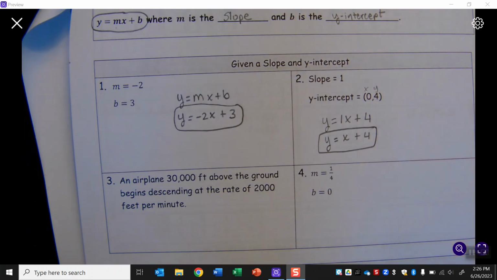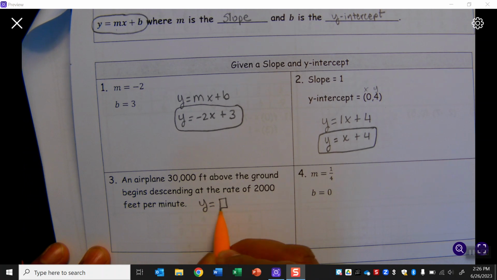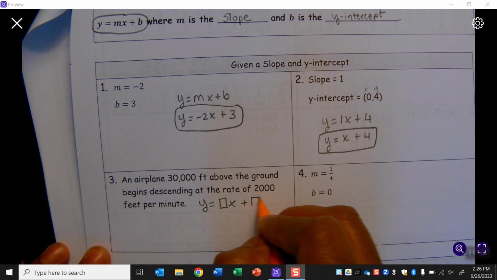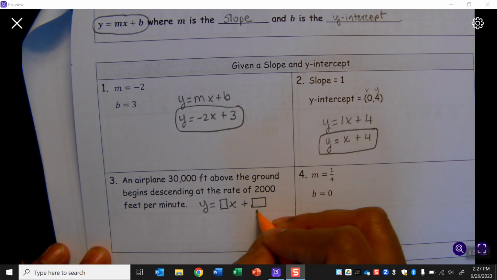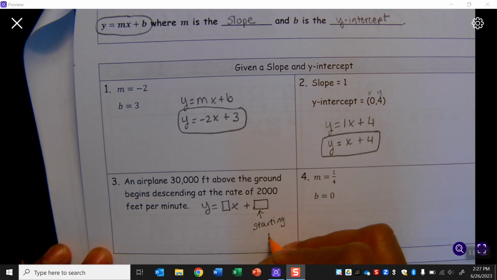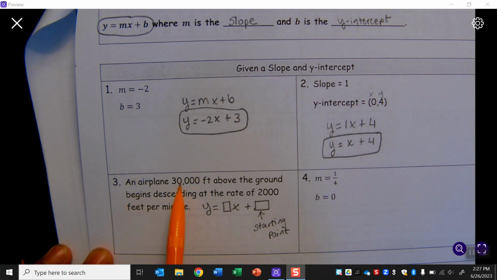Here's a word problem. So again, here, you know that you're trying to find the slope times x and then the constant. I always think of the constant as maybe the starting point, okay? This is the starting point. So then what is this? So they have two numbers here. One is the slope, one is the starting point, the y-intercept.